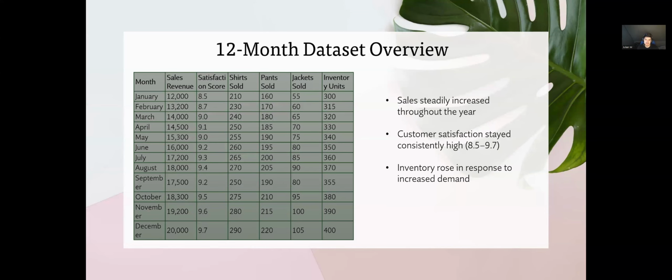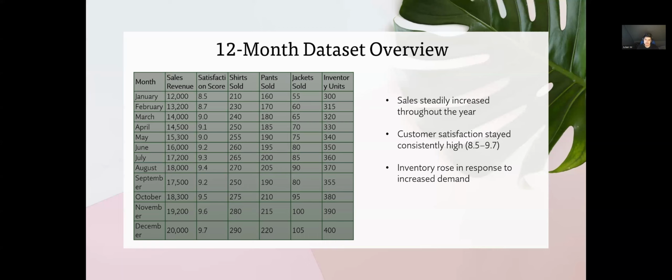So here's the full data set that the entire project is based on. It includes 12 months of revenue, satisfaction scores, product category sales, and inventory levels. So one of the first things we noticed was the seasonal pattern in sales, starting at around 11,200 in January and steadily rising until it peaks at 20,000 in December.